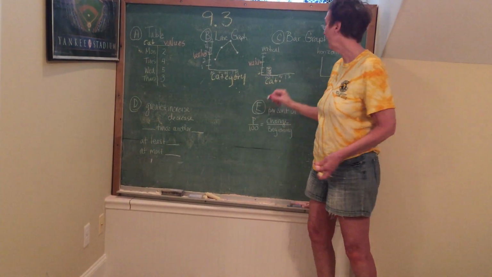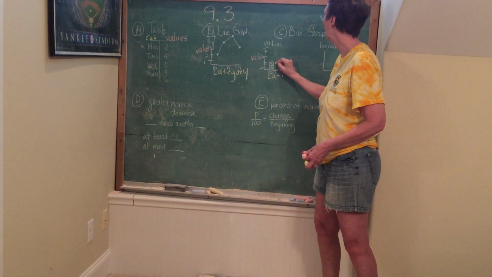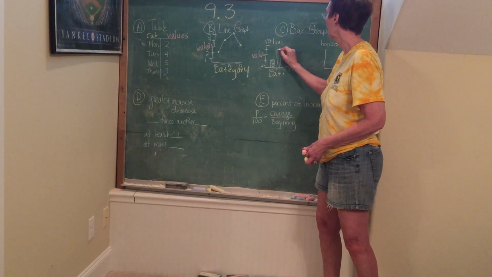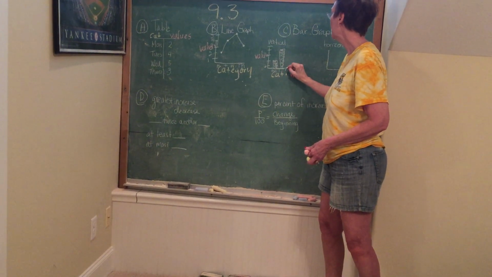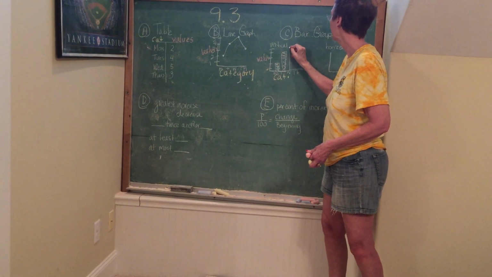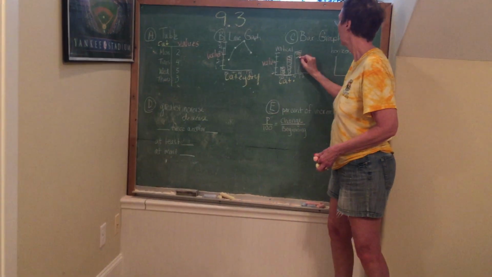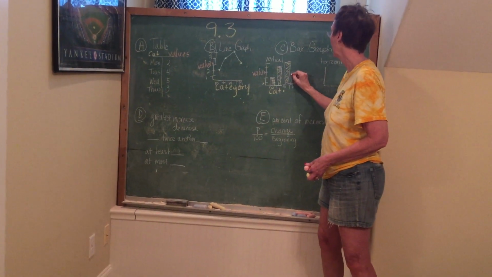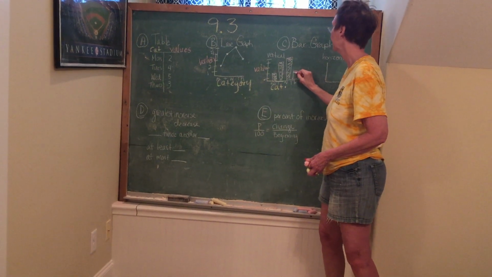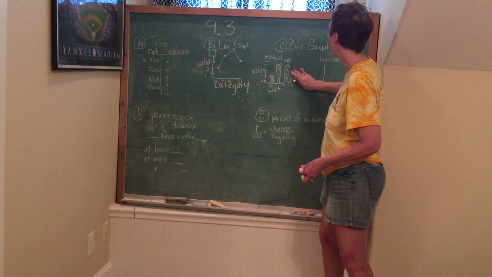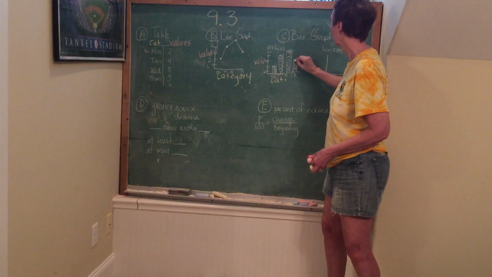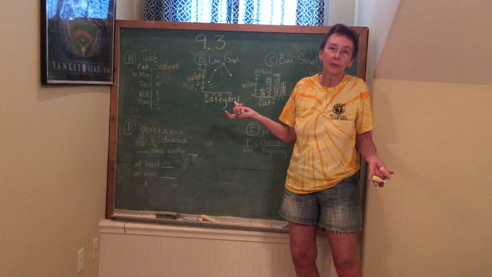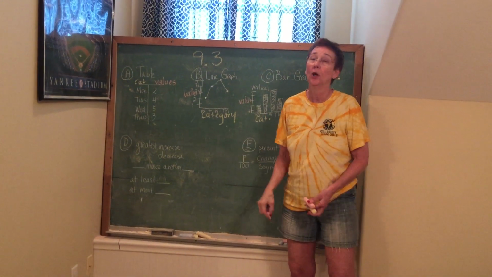Hence the name, a bar graph. On Tuesday, we would need to go up to 4. Wednesday, we would go up to 5. And then Thursday, we would go back down to 3, excuse me. So, you make little bars.